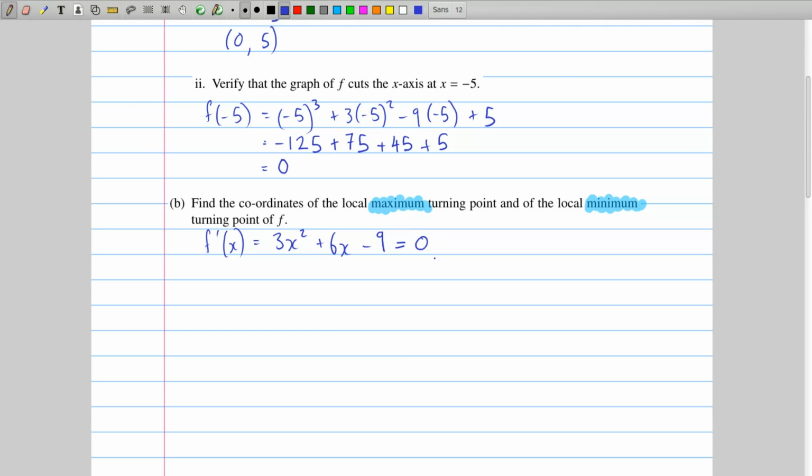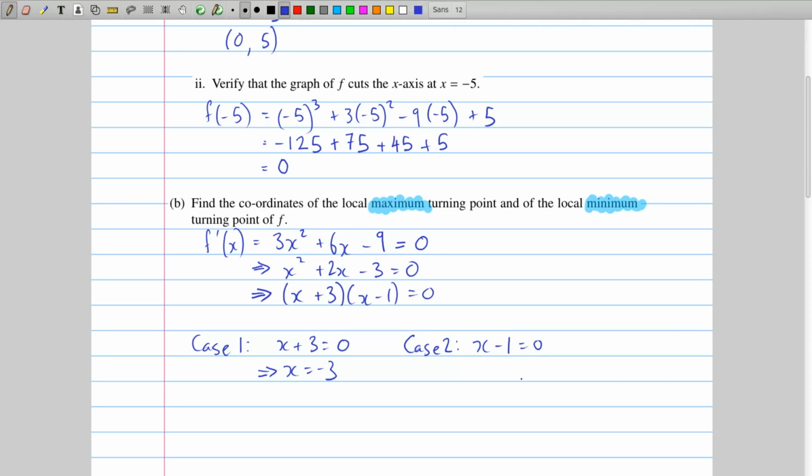Now we have a quadratic equation, 3x squared plus 6x minus 9 equals 0. We're going to simplify this a little bit. Dividing everything by 3, we get x squared plus 2x minus 3 equals 0. You can do this by factorization or through the quadratic formula, but you'll end up with x plus 3 times x minus 1 equals 0. So we have case number 1, where x plus 3 equals 0, in which case x has to be minus 3. And case 2, where x minus 1 equals 0, in which case x is plus 1.